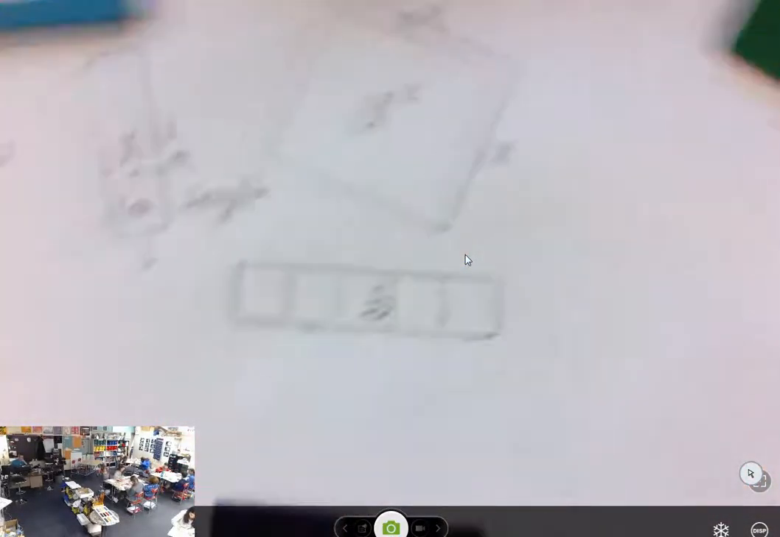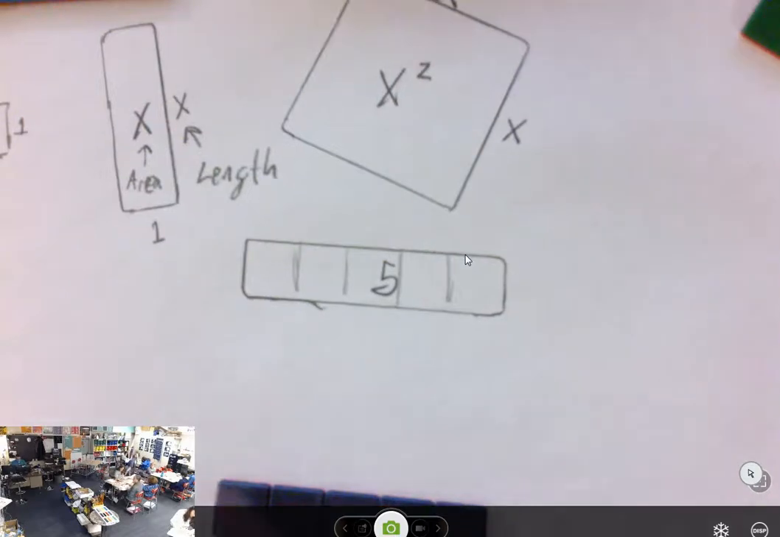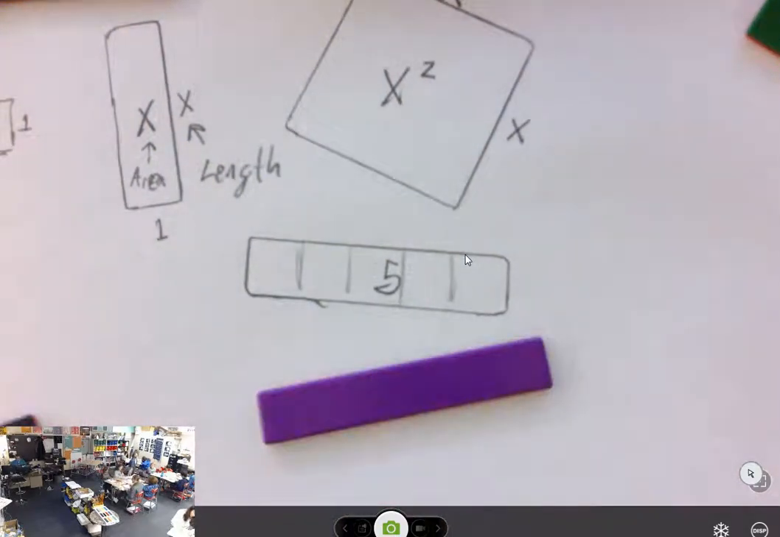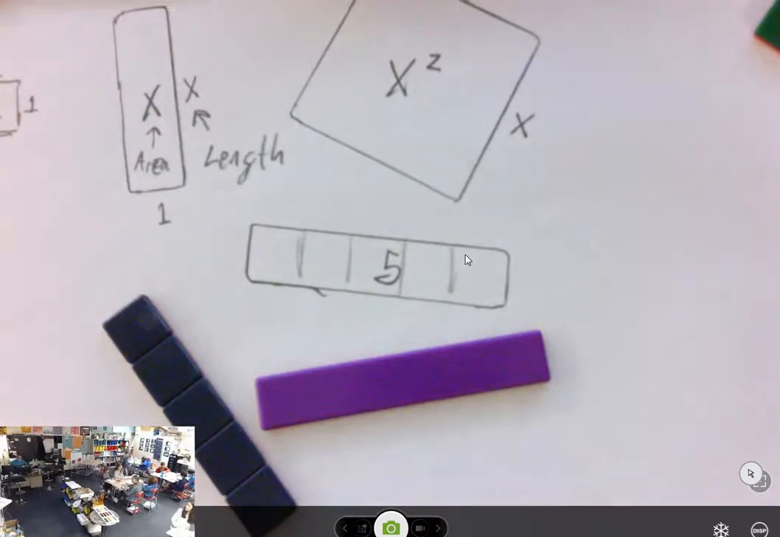And then you could sketch that we can see that there are 5 individual 1 tiles in there. What about this purple tile? Is that the same as the 5 tile? No.